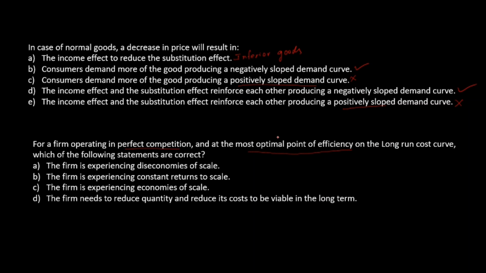scale. Okay, so the first option, diseconomies of scale, no. The firm is experiencing constant returns to scale because it is already at the most optimal point.